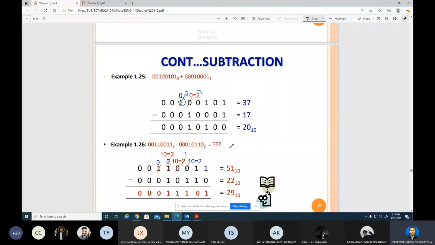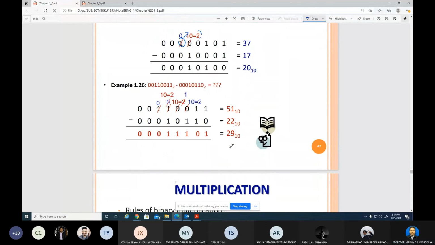You can see another example here. 1 minus 0 is 1. 0, 1 minus 1, 0, this one cannot. We bring this one, also cannot. This one also cannot. Here we can, so we borrow from this one. This one will be 0, and then this one will be brought to 2. Then we borrow to here, so this one will be 1, and this one will be 1, 0, or 2.